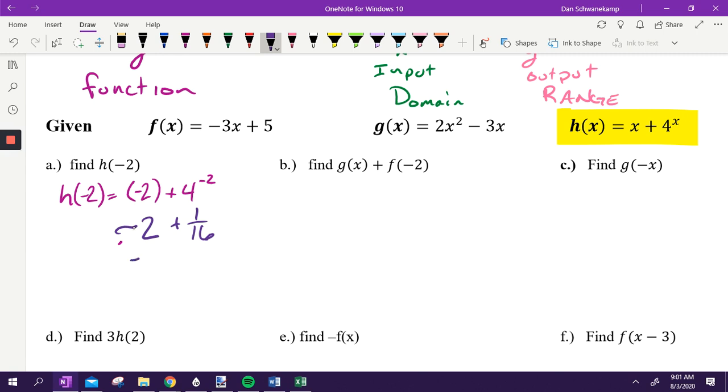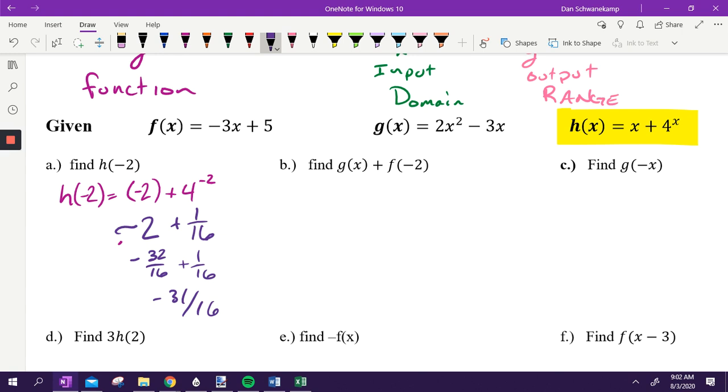Then we're just combining like terms. So I'm going to get common denominators here. So -32 over 16 plus 1 over 16 gets me -31 over 16. You could get decimal. We live with fractions if we can do it. So -31 over 16 on A.